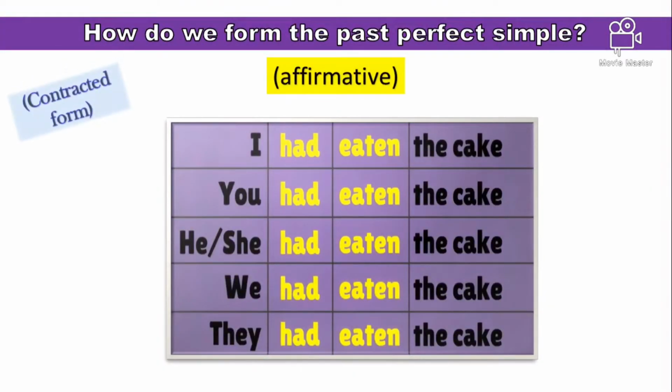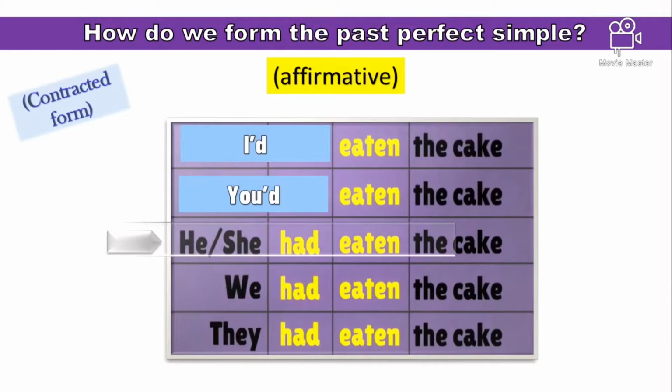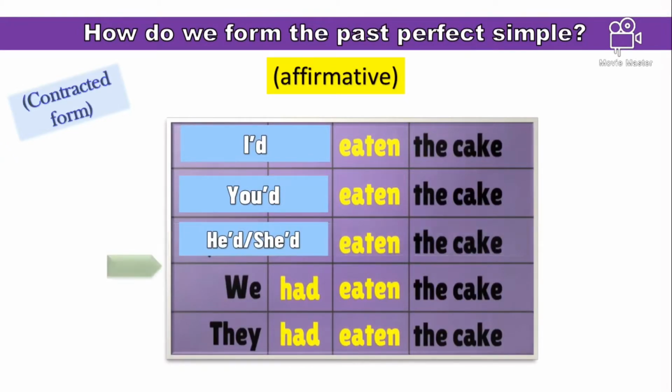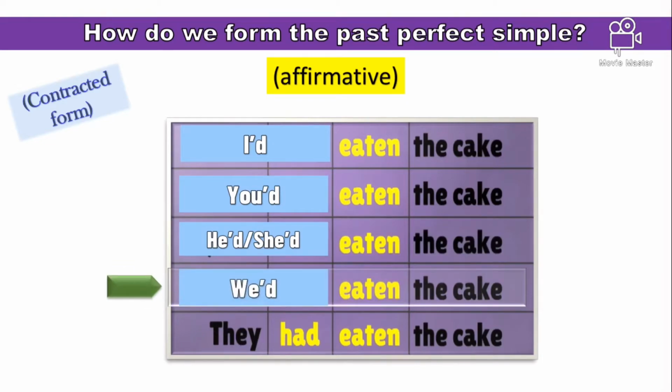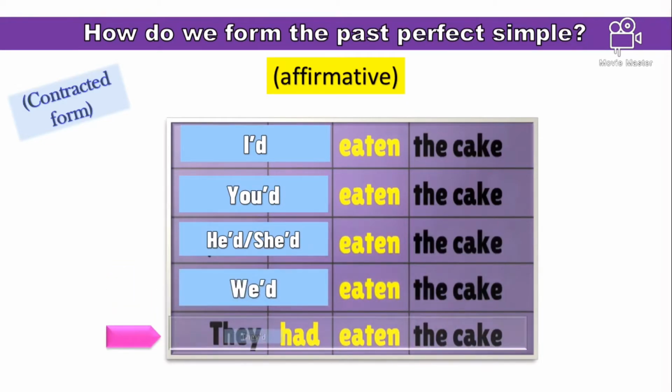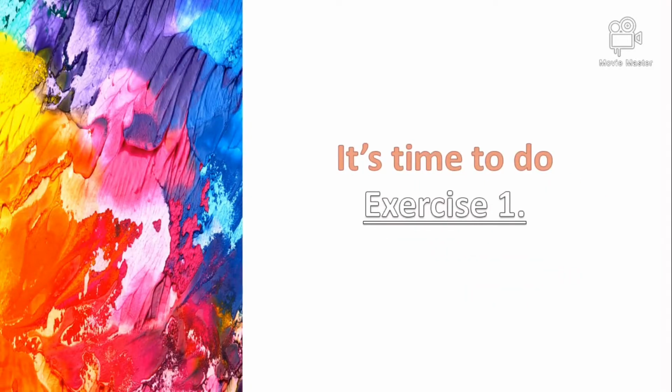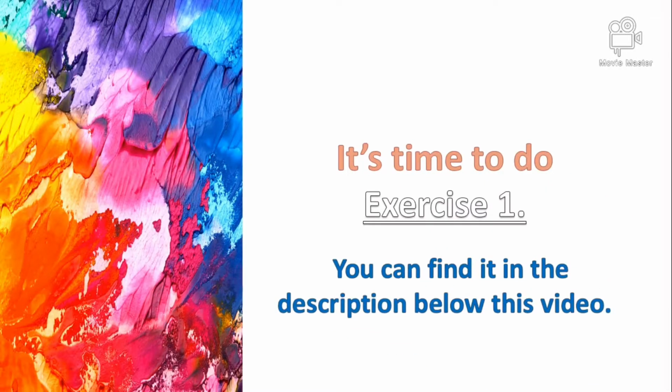Contracted form. I'd eaten the cake. You'd eaten the cake. He'd eaten the cake. She'd eaten the cake. We'd eaten the cake. They'd eaten the cake. It's time to do exercise 1. You can find it in the description below.